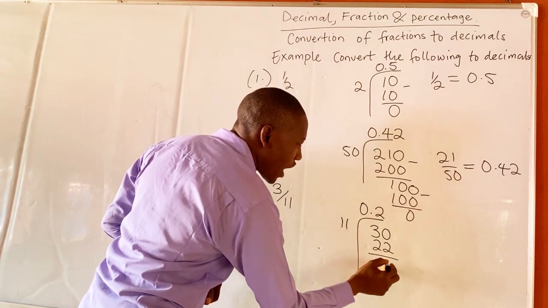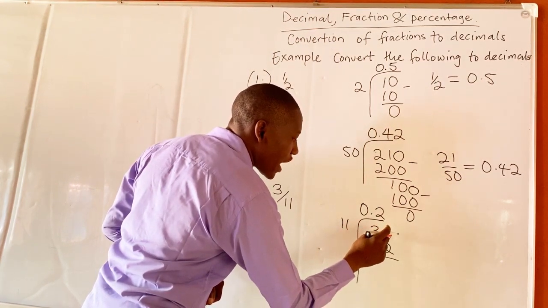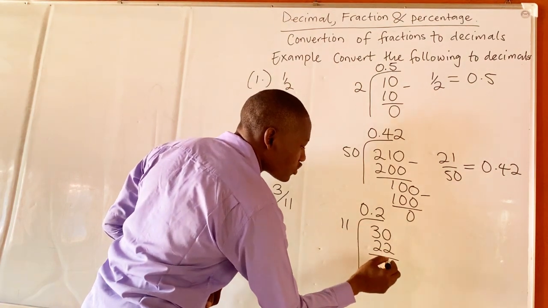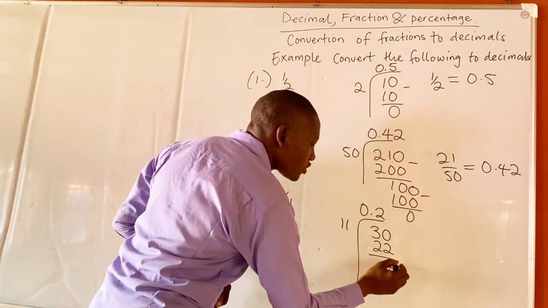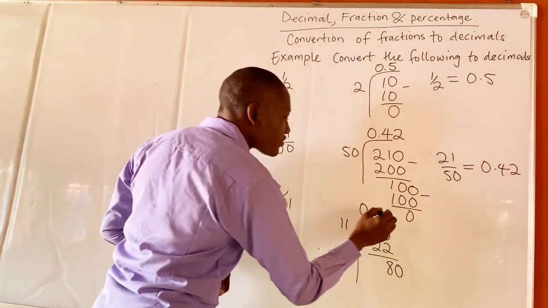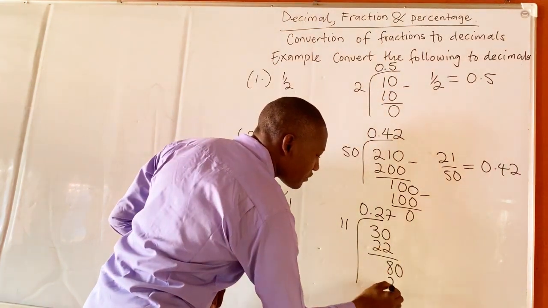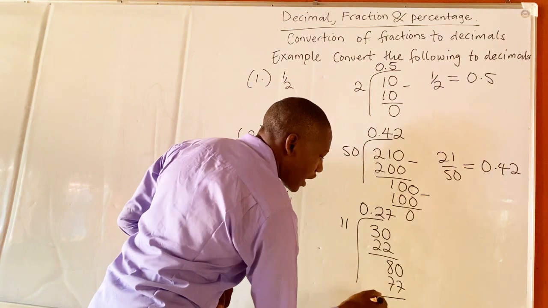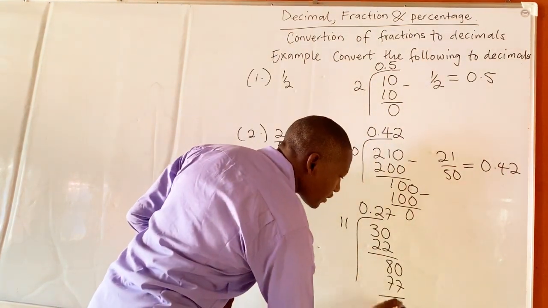We have 0 minus 2, we carry 1, we add to 0, making 10. 10 minus 2 is 8. Then 2 minus 2 is 0. Now, we add 0 again. Now, how many 11 do we have in 80? We have 7. Now, 7 multiplied by 11 is 77. Now, 80 minus 77 is 3.